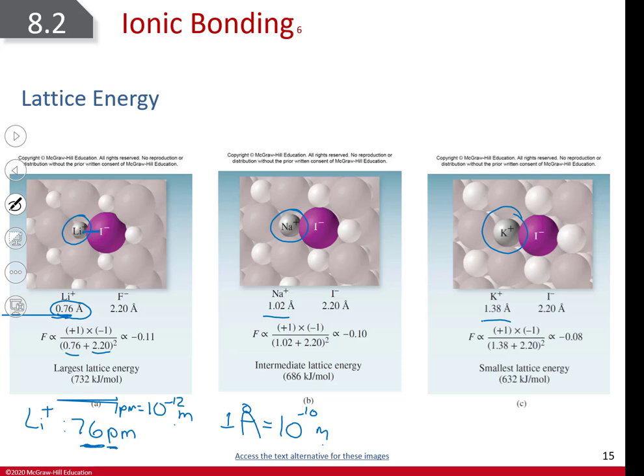As you go down a family, the radius gets bigger because each time you go down a row, what are you adding? A shell. You're adding a whole other shell. So just looking at the periodic table, we know potassium should be the biggest and lithium should be the smallest.